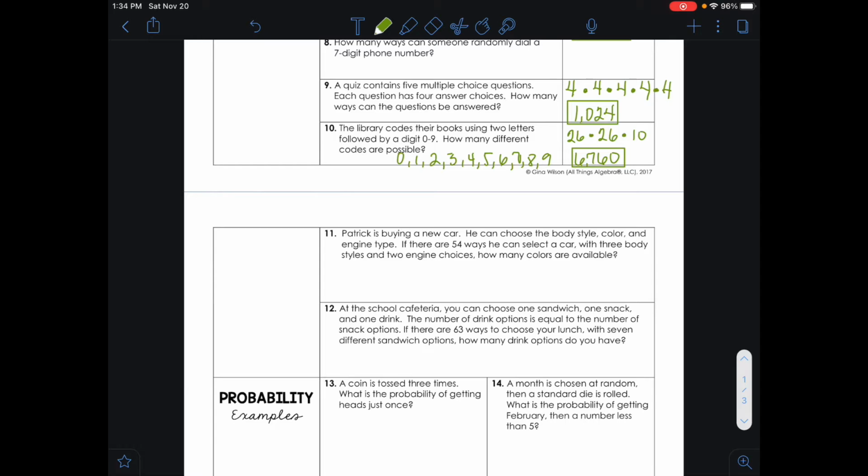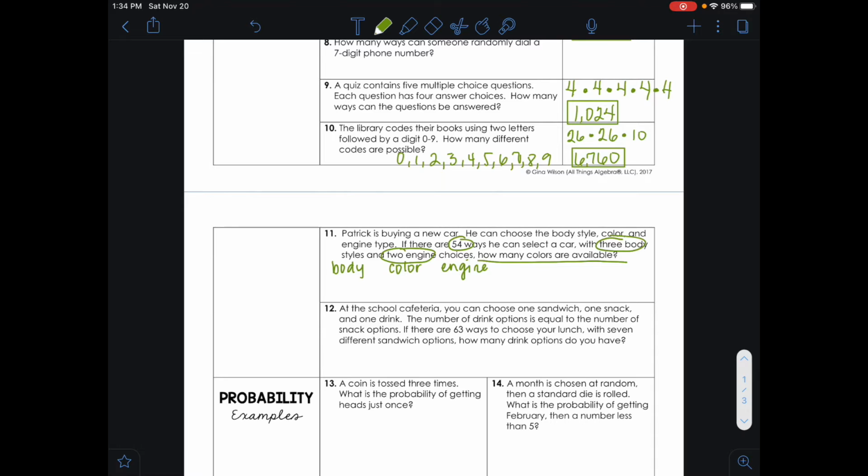Patrick is buying a new car. He can choose the body style, color, and engine type. So I'll write that down. We got the body style, color, and then the engine type. If there are 54 ways he can select a car with 3 body styles and 2 engine choices, how many colors?